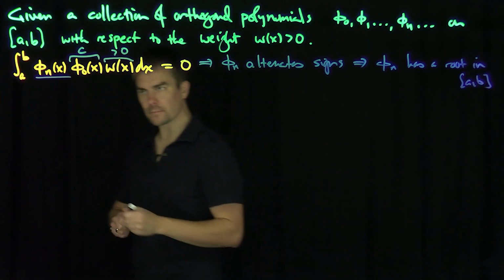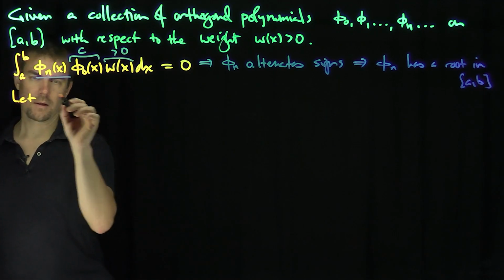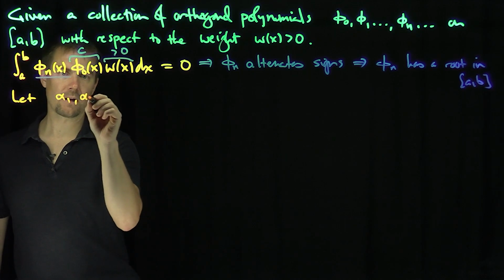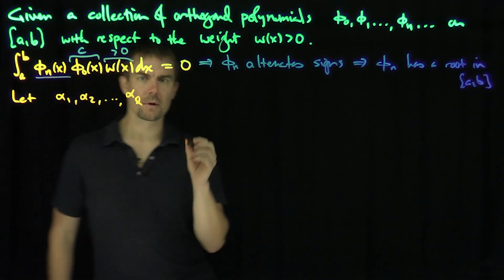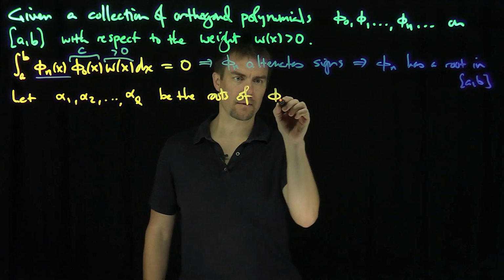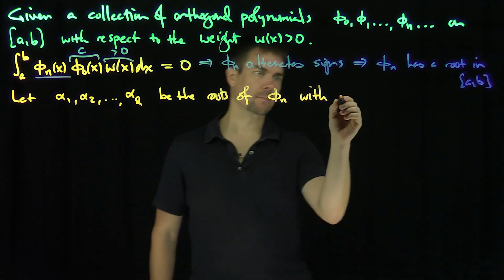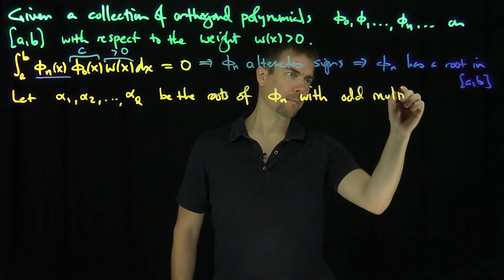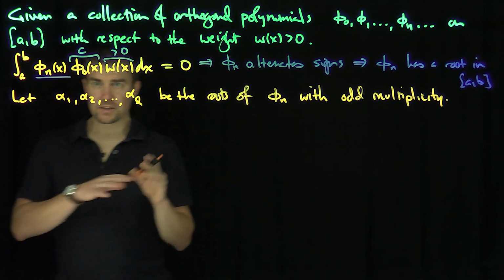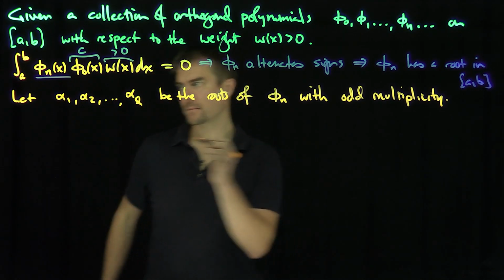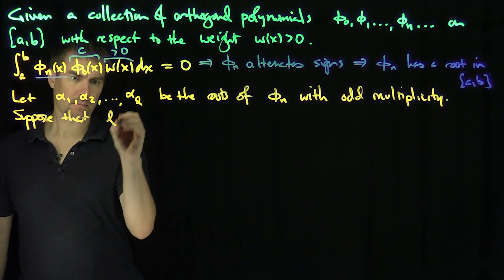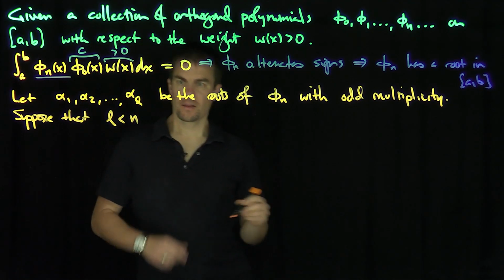Now what I'm going to do is the following. Let alpha 1, alpha 2, ..., alpha L be the roots of phi n with odd multiplicity. And let's suppose that L is strictly less than n. Then what can we do?